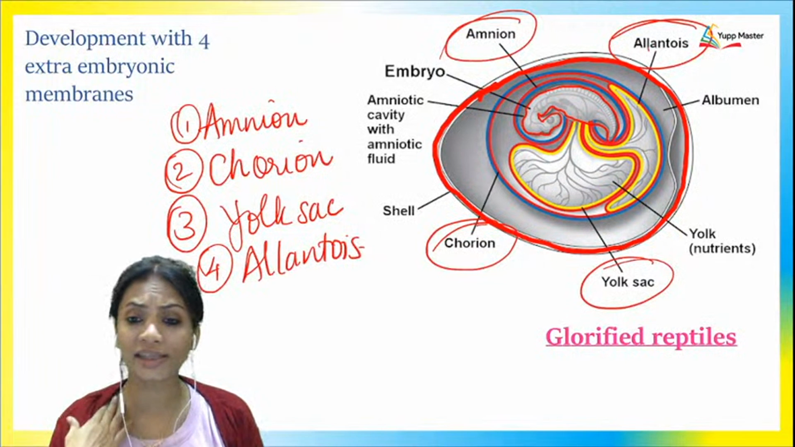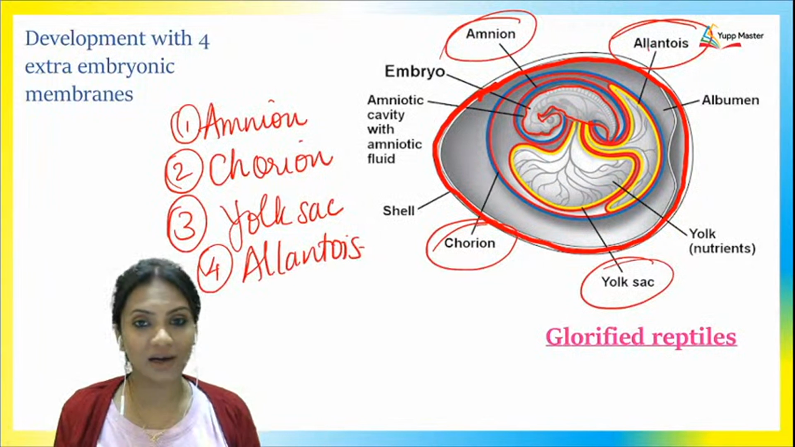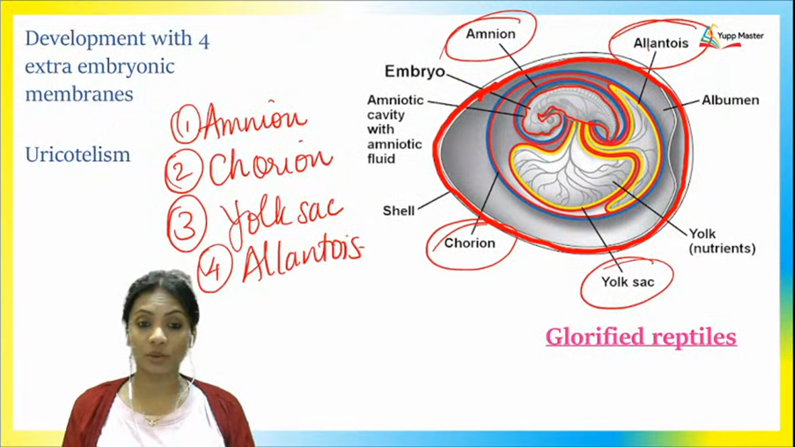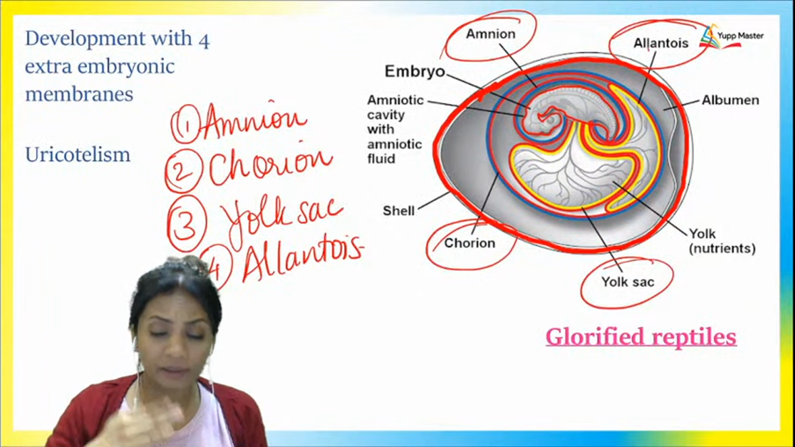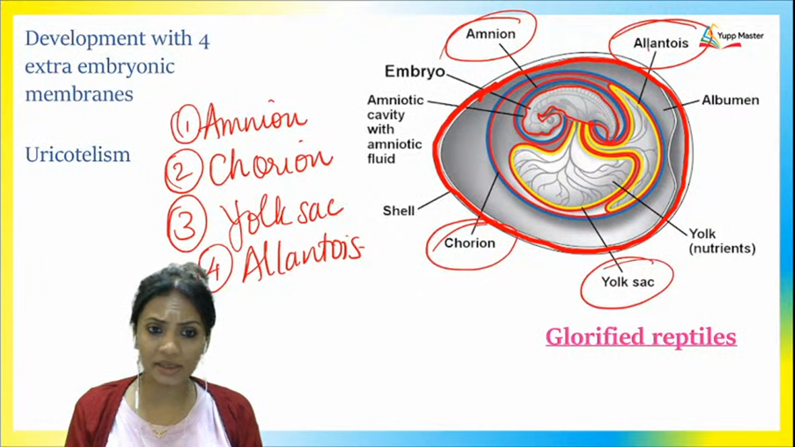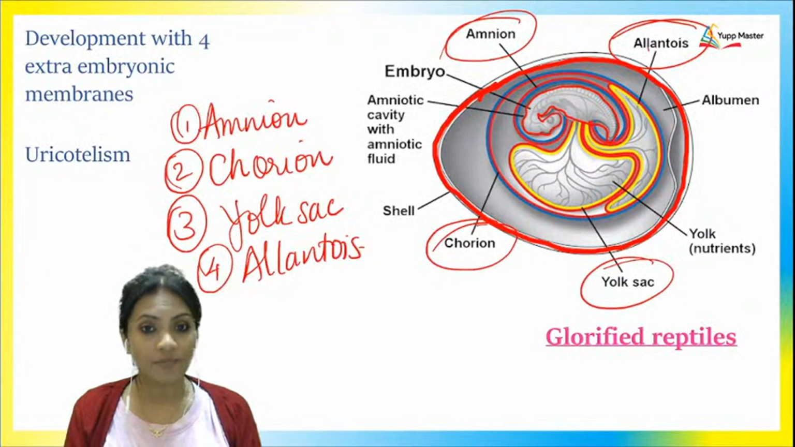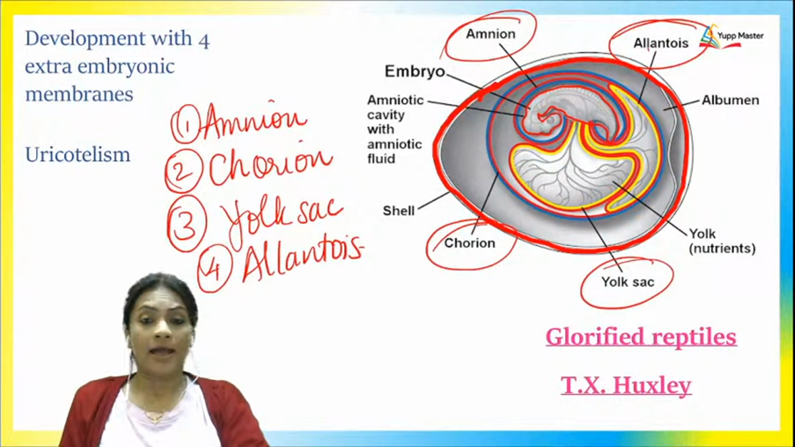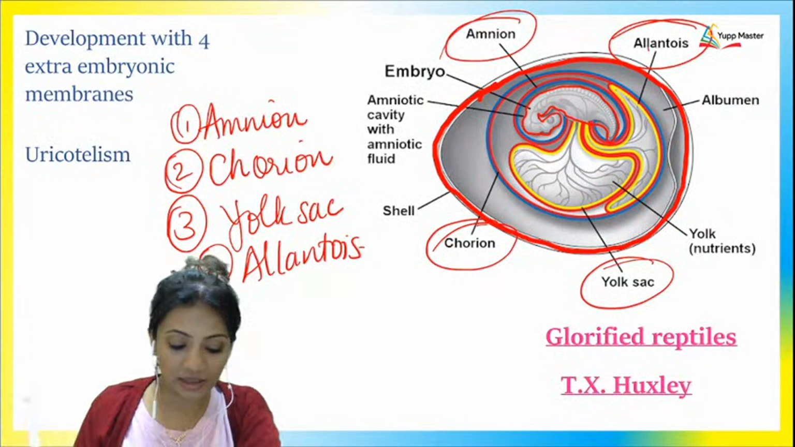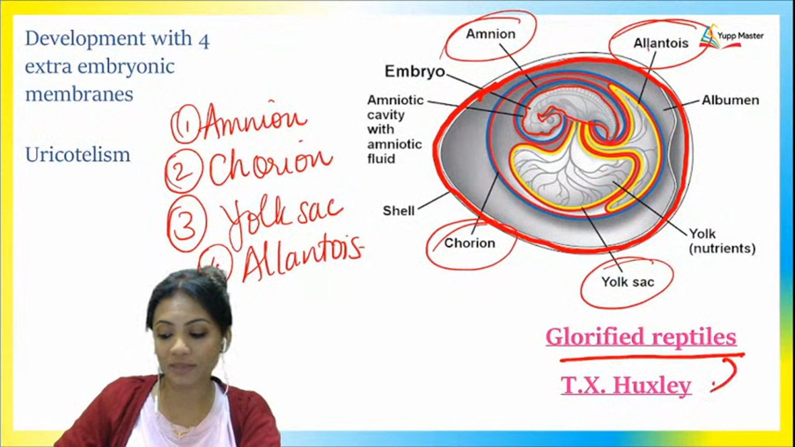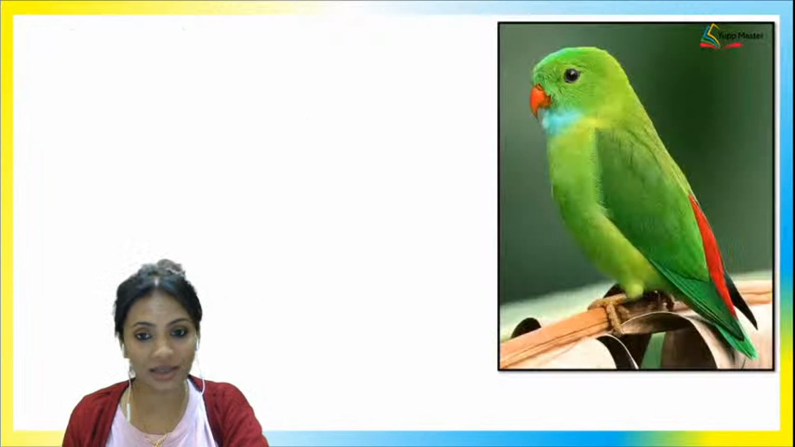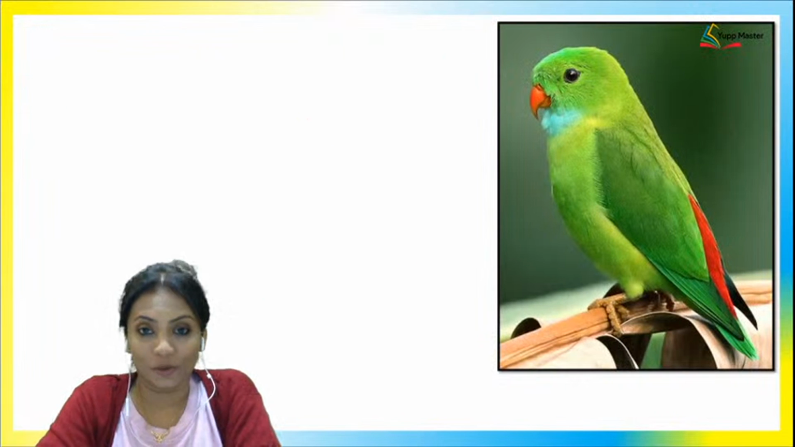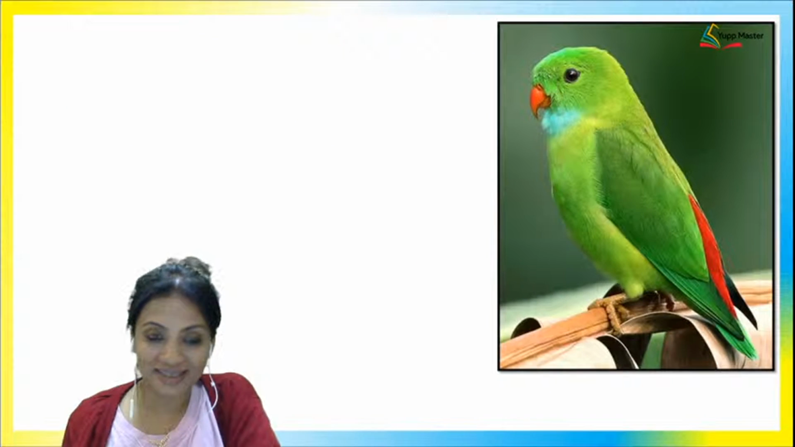All right. We also said that these birds are also called the glorified reptiles. They excrete nitrogenous waste in the form of uric acid. Hence, we can call this uricotelism. Now, these are called glorified reptiles by none other than T. H. Huxley. Okay. Now, one of your favorite birds maybe, this is a parrot. Okay.